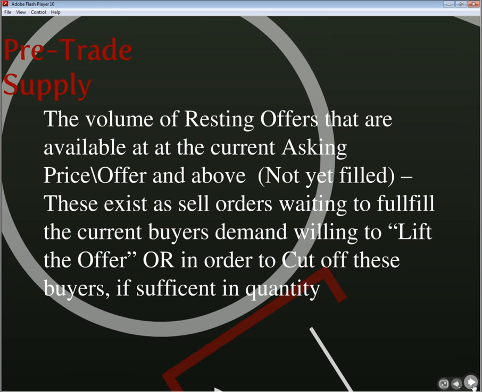It is the volume of resting offers that are available at the current asking price, or the offer. The asking price is often known as the offer or the ask price, and above. These are resting offers, not yet filled. They exist as sell orders waiting to fulfill the current buyer's demand, willing to lift the offer. Or, on the other side of this, they exist in order to cut off these buyers if they are sufficient in quantity.